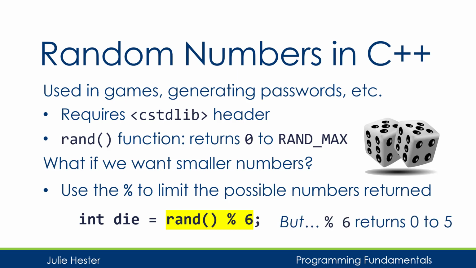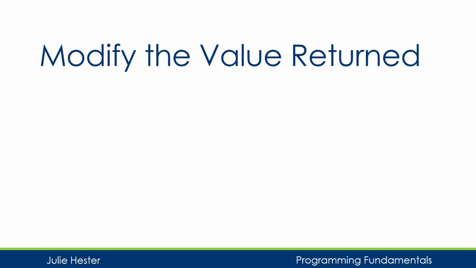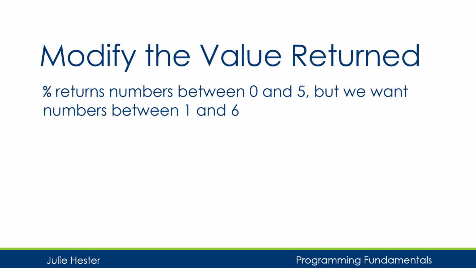Now there's one caveat to this. When I call mod 6, the values that are returned to me are from 0 to 5. And if I'm rolling a die, I really want values from 1 to 6. So we're going to need to modify the value returned. Again, by default, we're going to get values between 0 and 5. We want numbers between 1 and 6. And so what can we do?